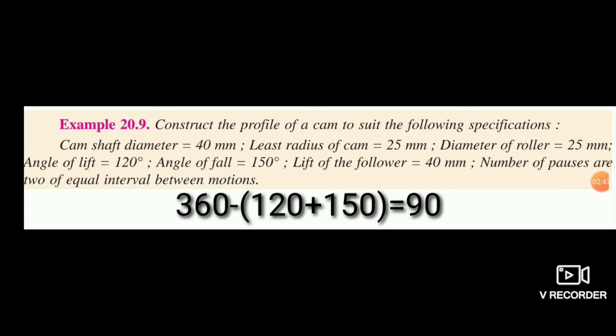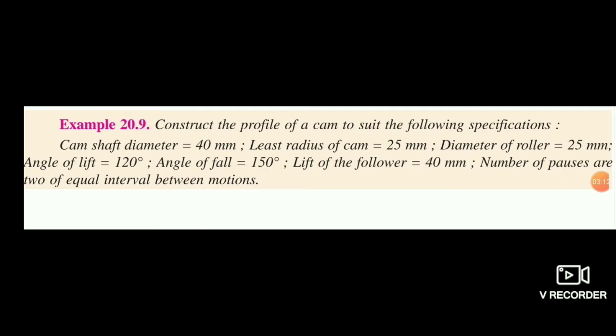The total rotation of the cam is 360. From 360, if you subtract 270, you will get 90. So the remaining is 90 degree, and this should be equally divided between the motions. That means after the lift of 120 degree you will have a dwell of 45, then a fall of 150, then again one more dwell of 45. That 90 is divided in two as 45 plus 45. Like that you can expect the motion or the displacements happening.